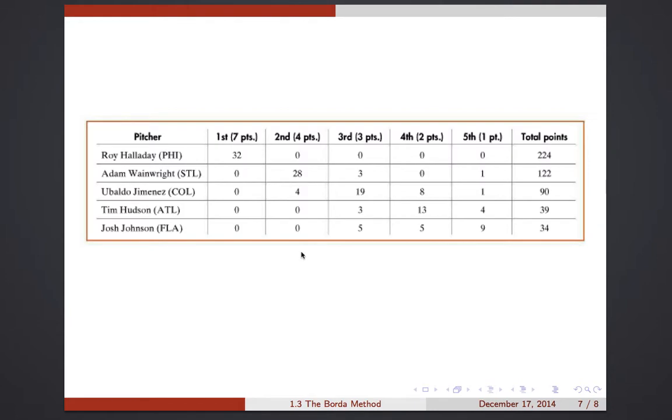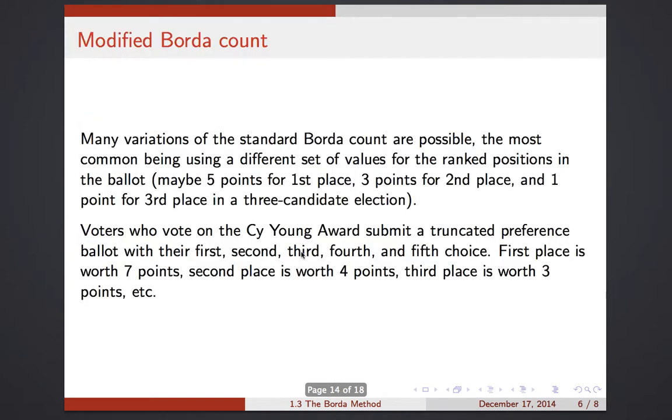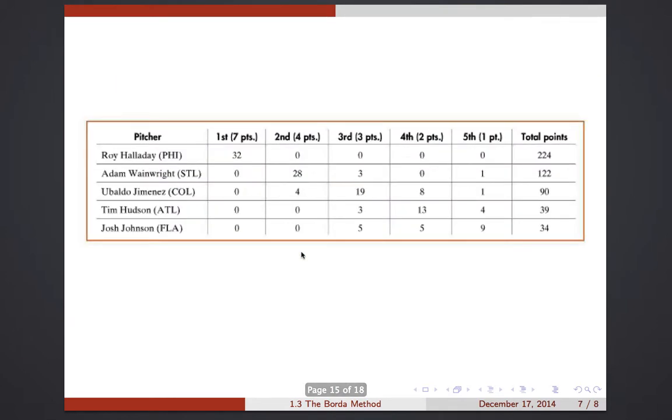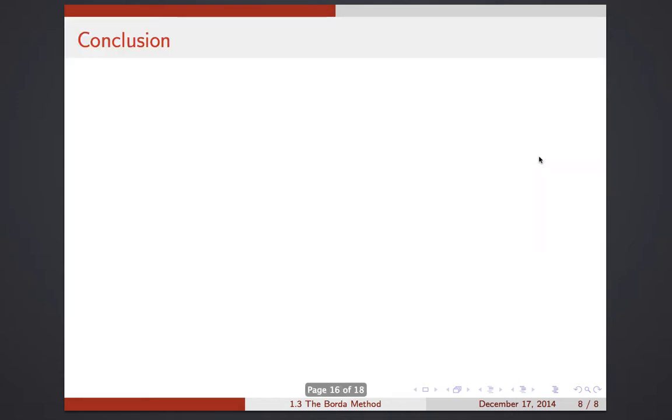So here's, let's see, what year is this? Well, it doesn't even say. Okay. Well, whatever year Roy Halladay won, this is like 2007, I don't know. Here's what the ballots looked like then. He got 32 first place votes, and instead of being worth 5 points each, they were worth 7 points each. So he actually got a total of 224, which is 32 times 7, not 32 times 5. But here's an example of a modified Borda count being used in real life, the Cy Young.